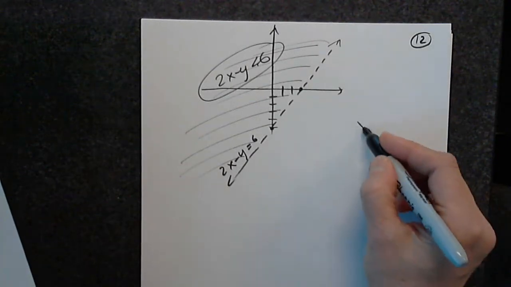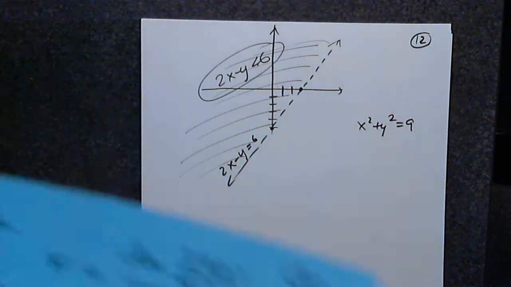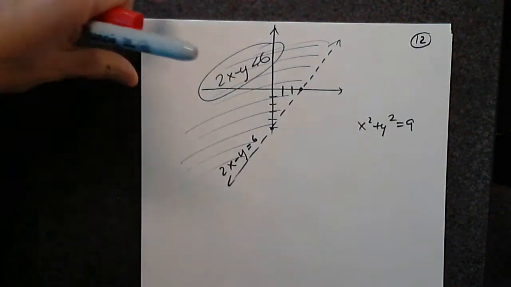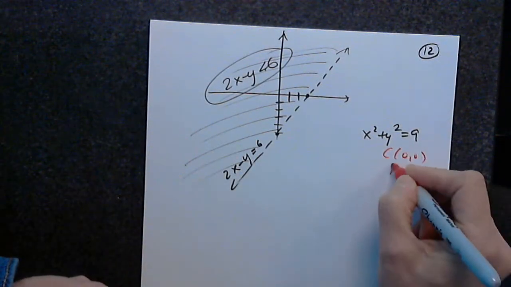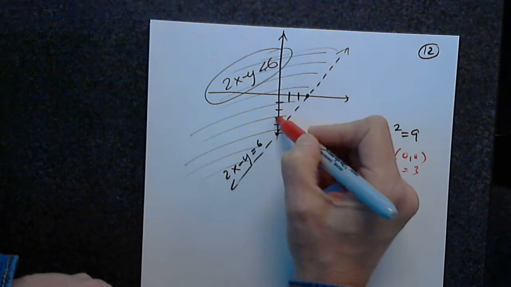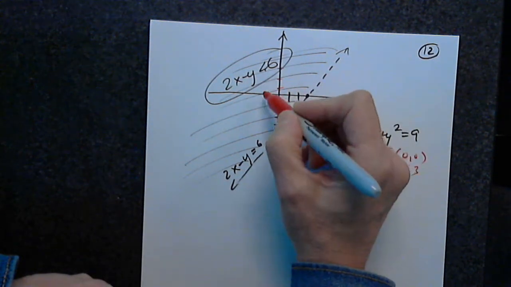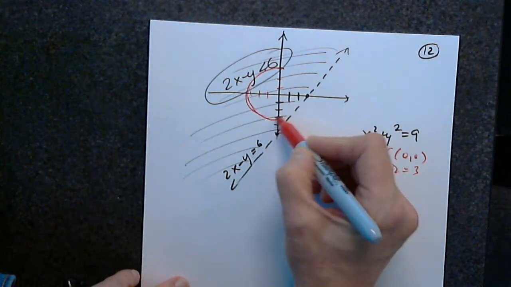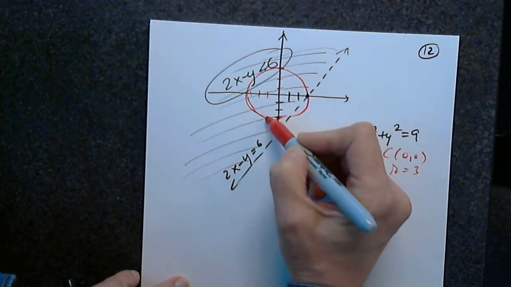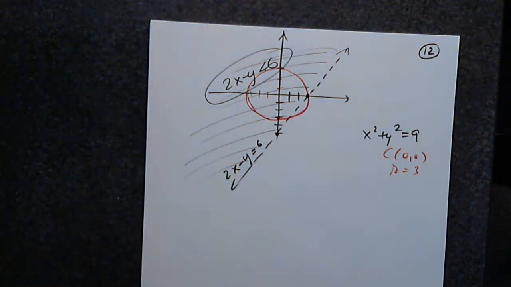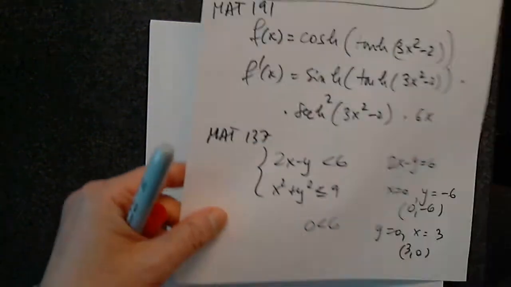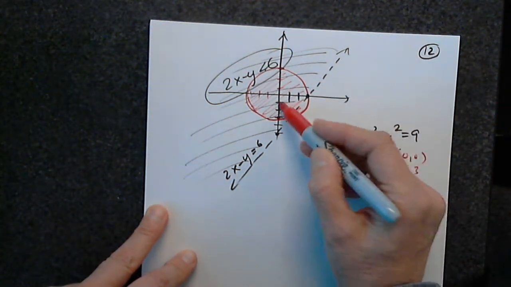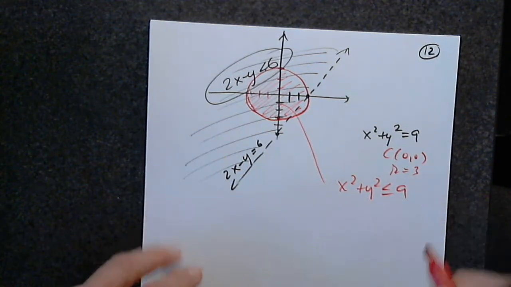Then the next one. x squared plus y squared equals 9. What is that? Circle. Yes, center? Center is 0, 0. Correct. Radius? 3. Yes. So 1, 2, 3 in each direction. Solid or not? Solid. Yes. I agree. I check the inside with 0, 0. 0, 0 less than or equal to 9. True or false? True.